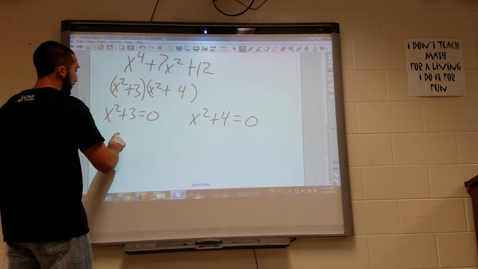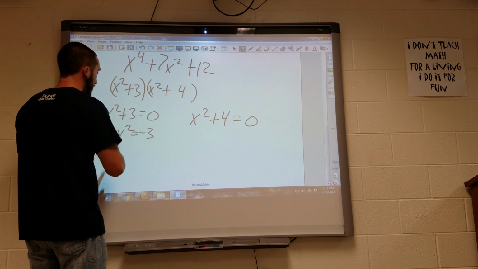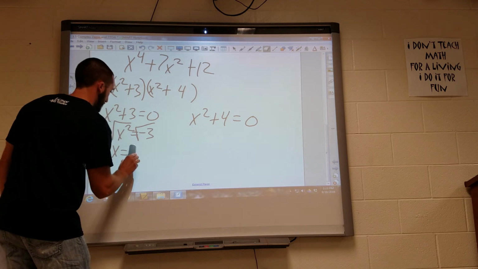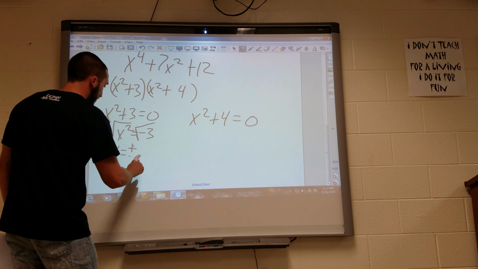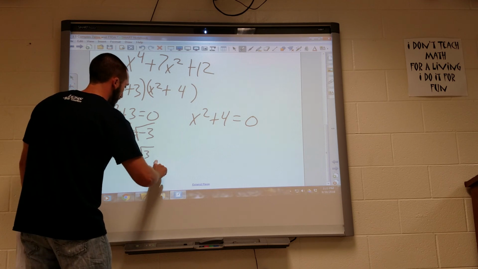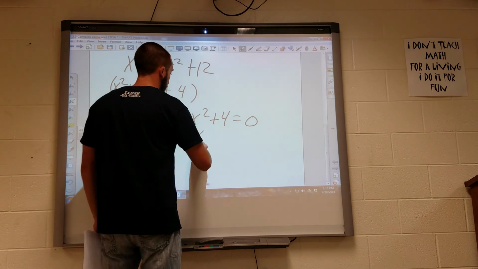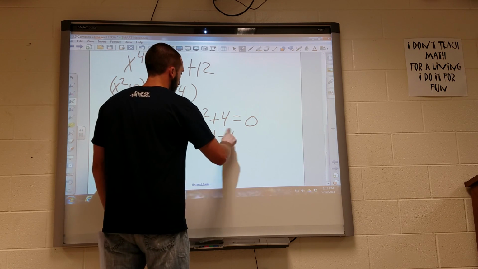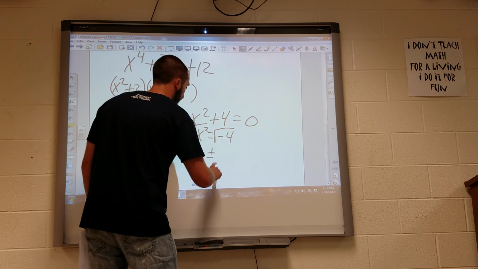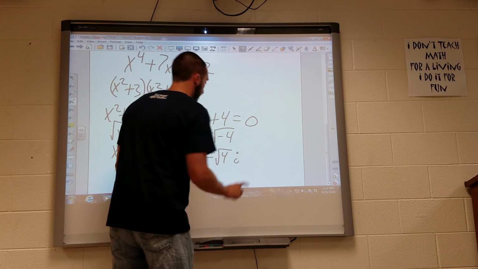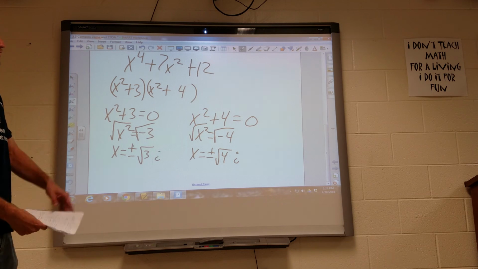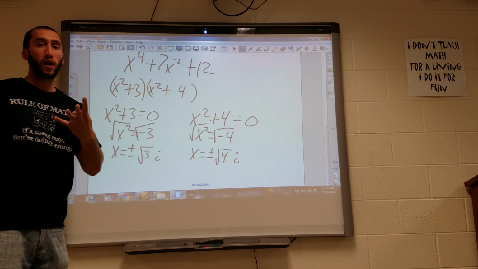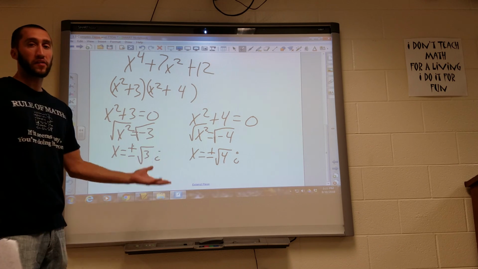So I subtract my 3 over, x squared equals negative 3, take the square root, x equals plus or minus radical 3i. And same thing over here, x squared equals negative 4. So taking the square root, x equals plus or minus radical 4i. Here we only have one real root. We have the positive 1 as a real root, and then we have 4 complex or imaginary roots.